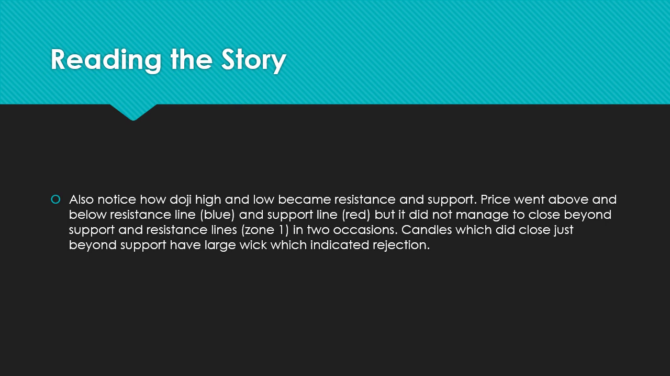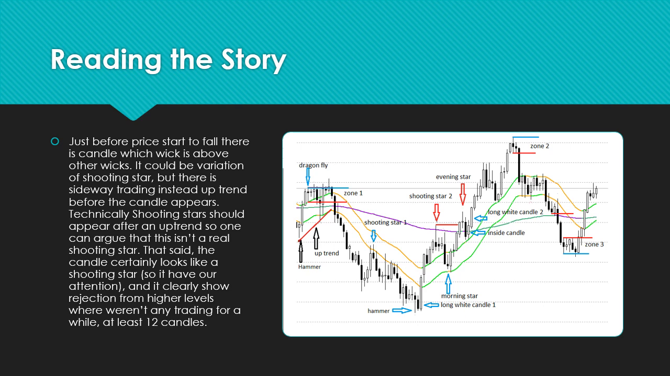And we can notice the doji high and the doji low became the support and resistance levels. Price went above and then below the resistance and support line, but it did not manage to close beyond support and resistance in level 1. So you see here, okay, we have our support and resistance. We can analyze what's happening here with our candlesticks and look at the closes and the opens we have right on our resistance zone and how it's breaking down and staying above our support zone until we get the final breakout. Now, here the fact that we had a dragonfly doji and then another doji is really insignificant.